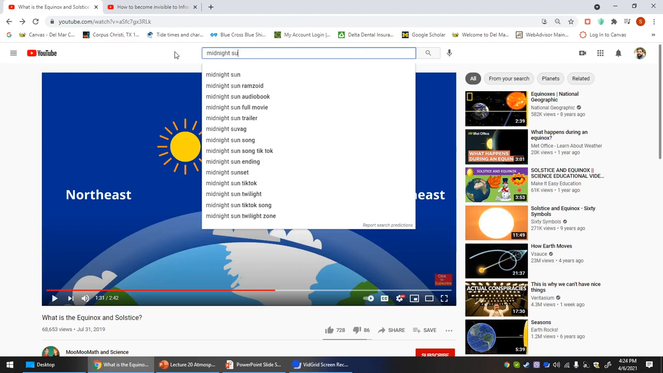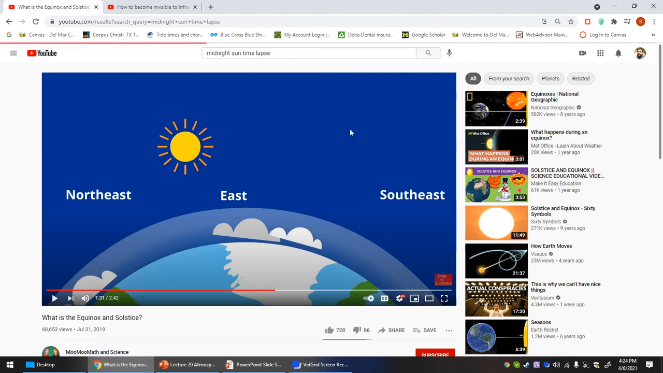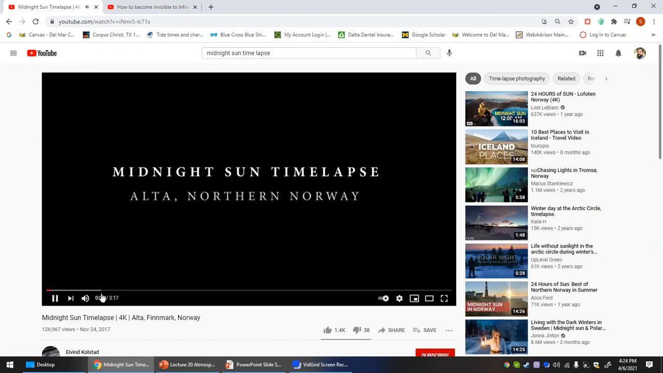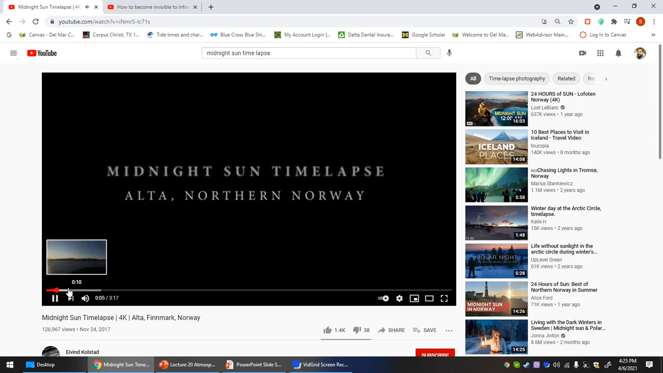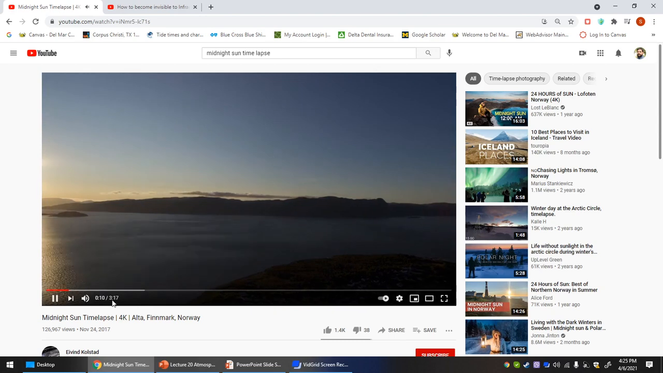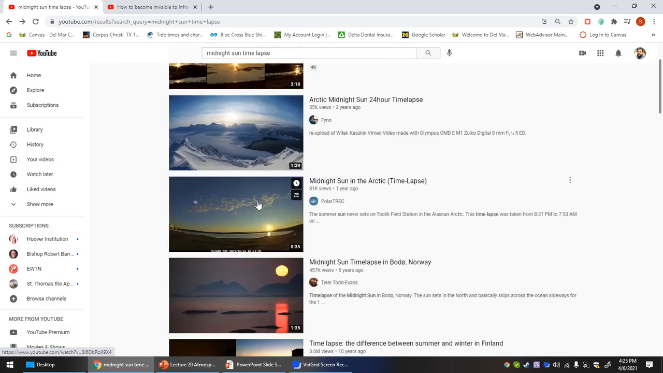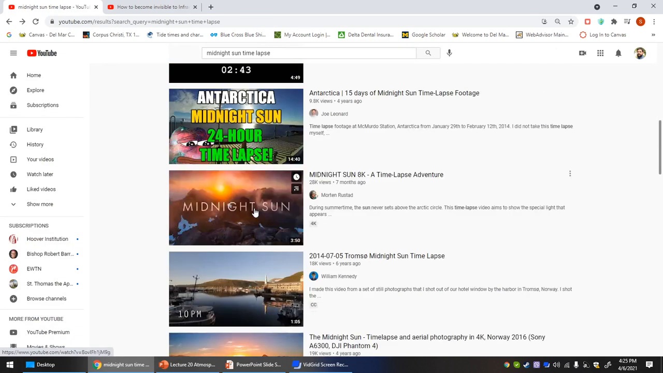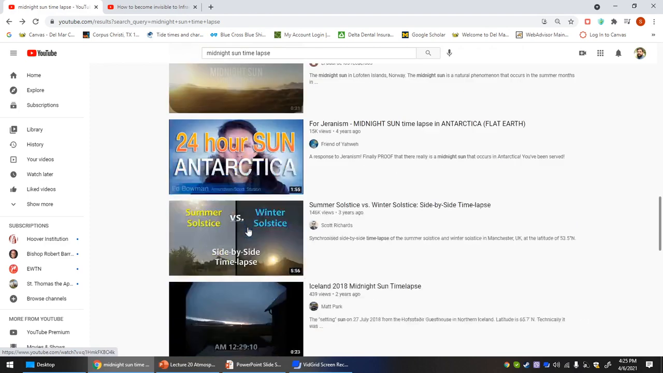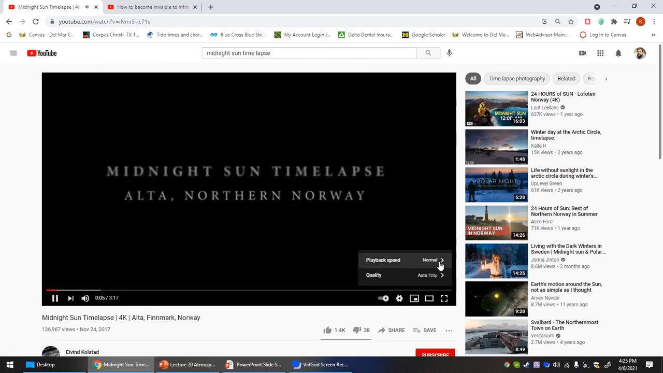Whoops. Midnight sun time lapse. This isn't really the best one. Let's see. I want one where it actually follows the sun. I used to have a video that did this, and I can't find it anymore, but I'm gonna maybe make this play faster.